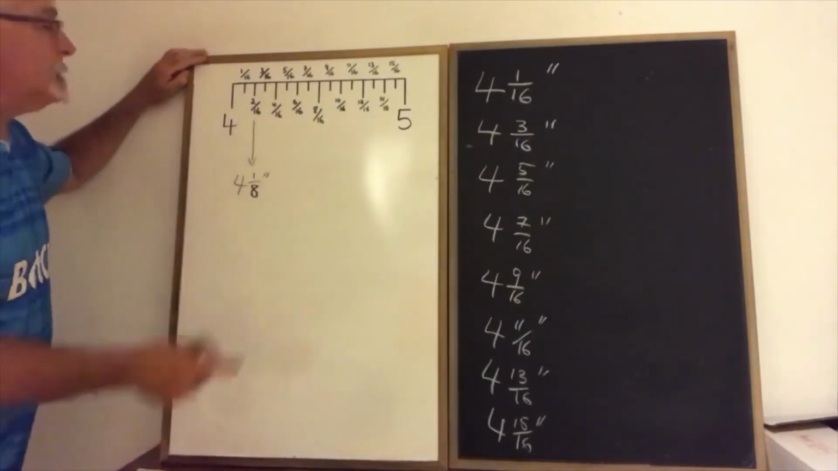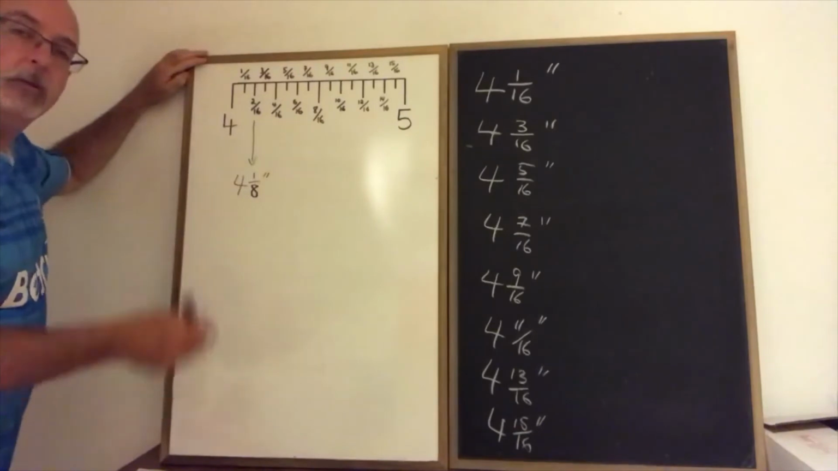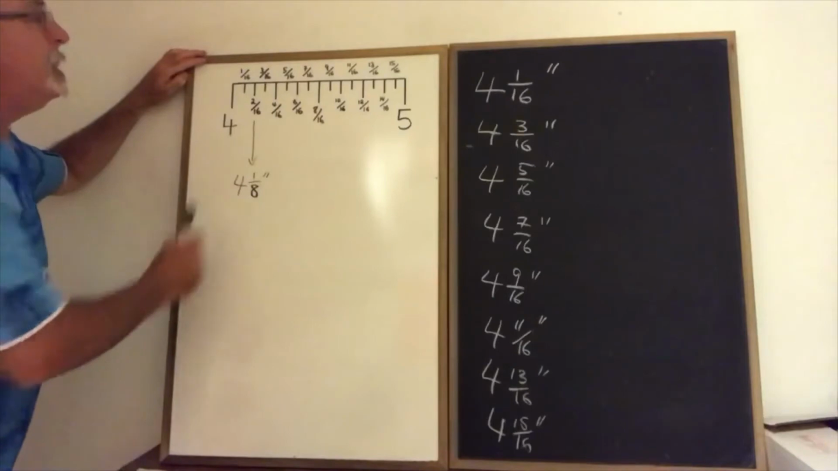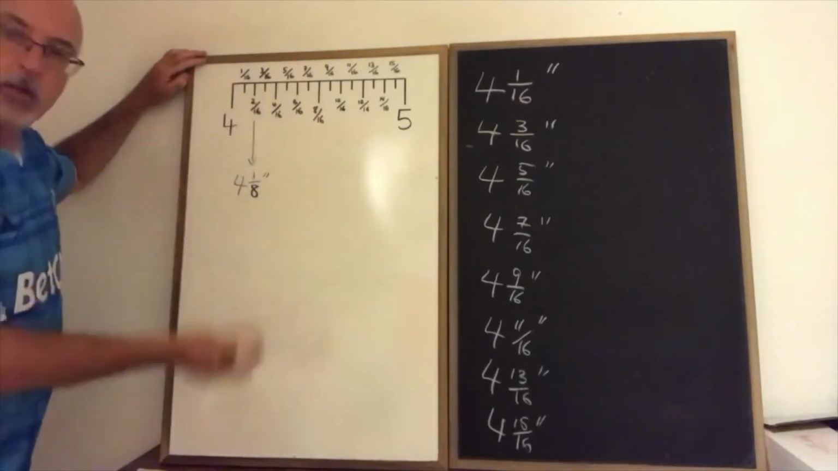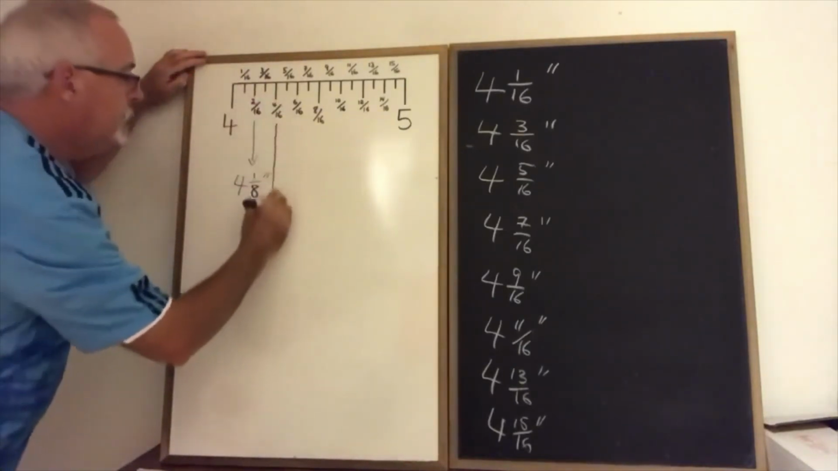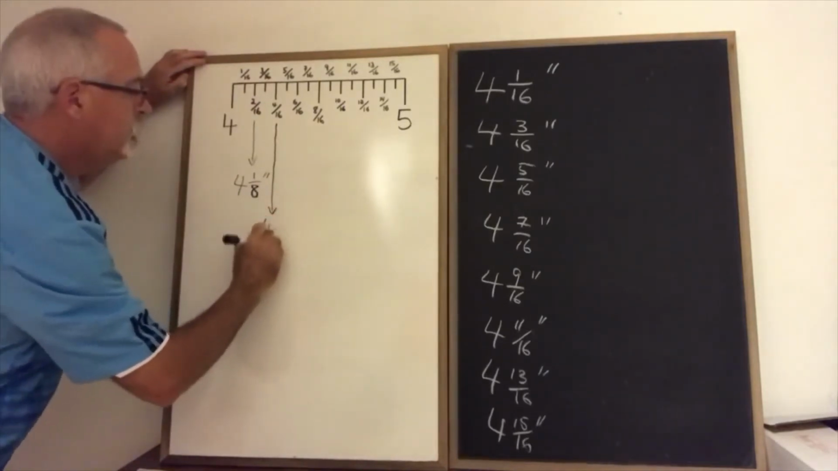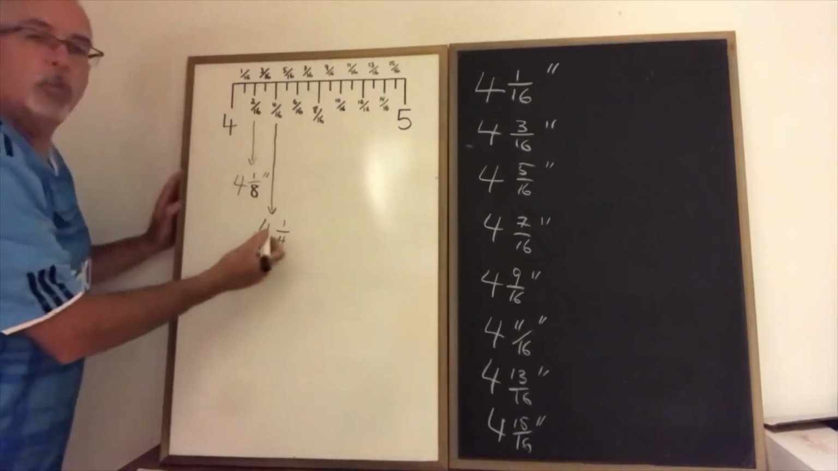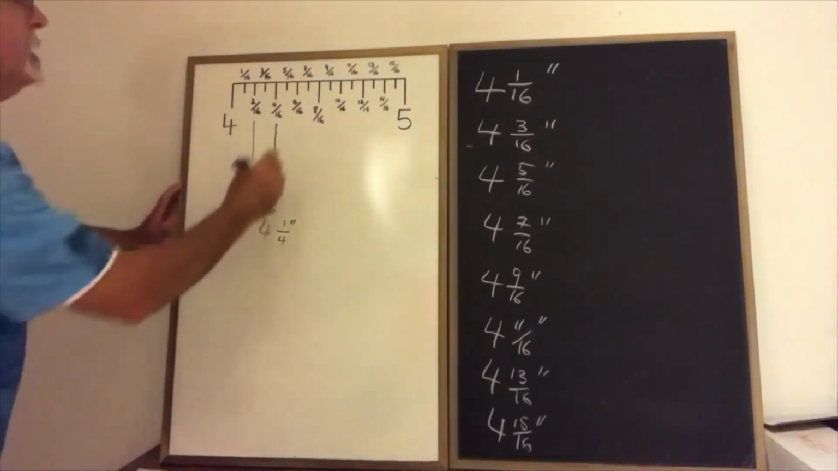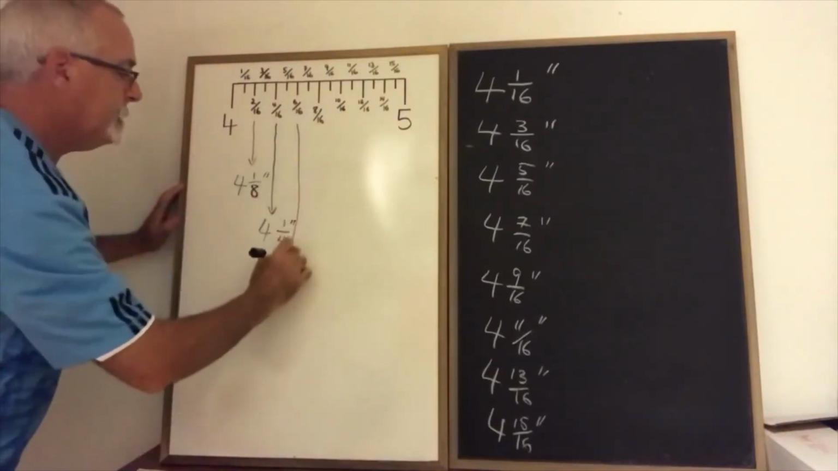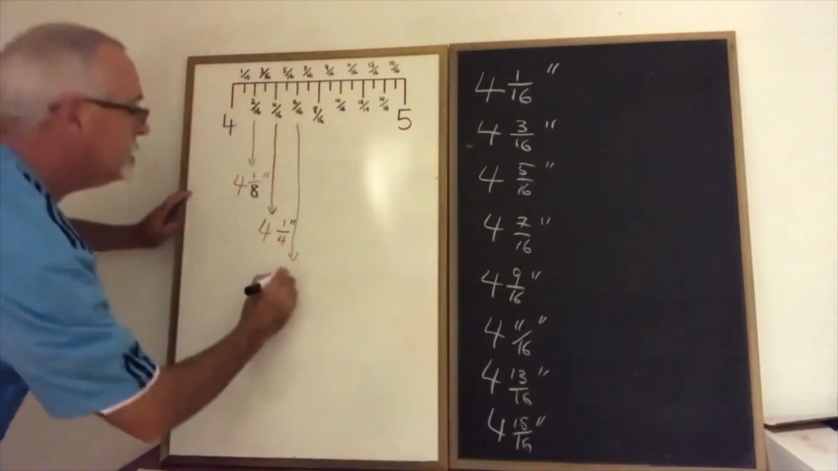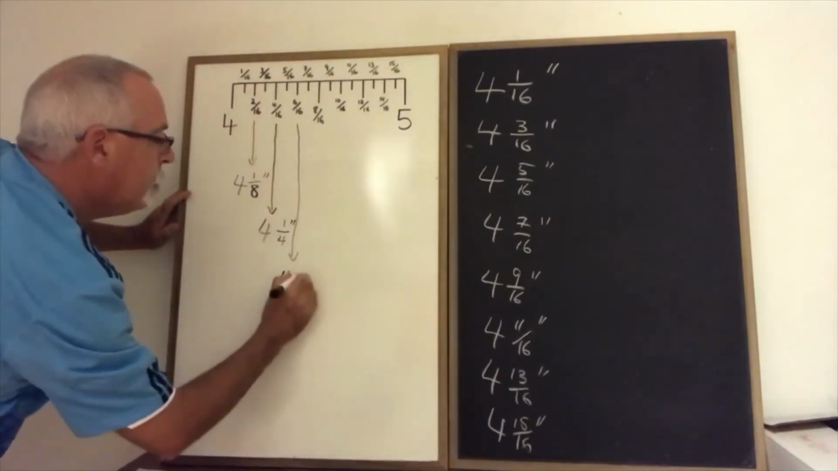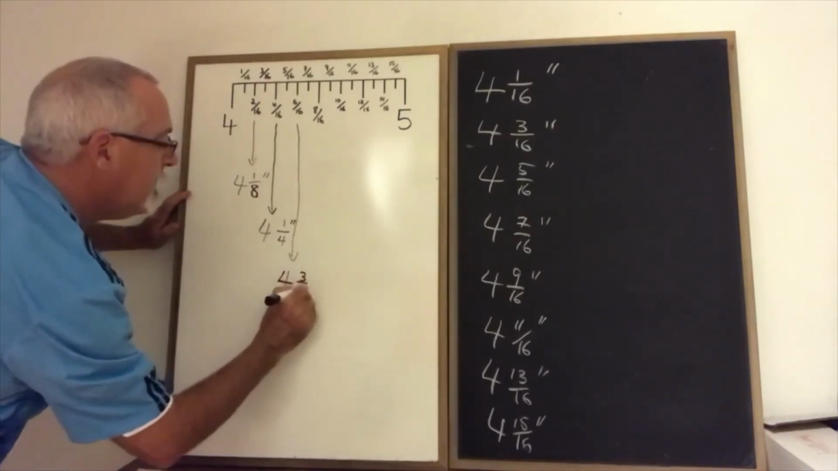4/16, we do the same thing, except 4 and 16 have a greater common factor than 2. They do have 2 as a common factor, but they also have 4 as a common factor. When I divide the 4 and the 16, each of them by 4, 4 divided by 4 is 1, and 16 divided by 4 is 4. So we have 4 and 1/4 inches. 6 and 16, the common factor is 2 again, so we divide the 6 and the 16 by 2. We have 4 and 3/8 inches.